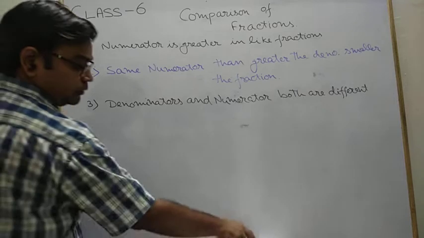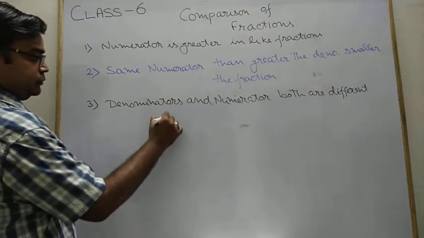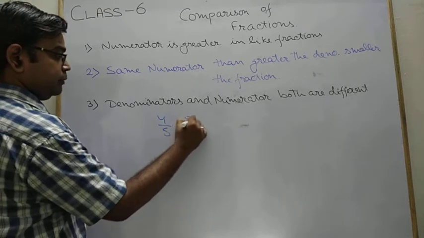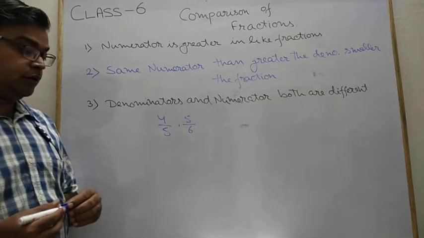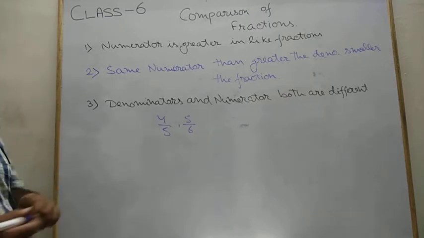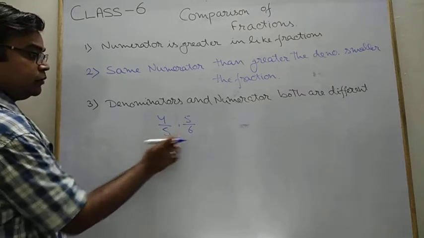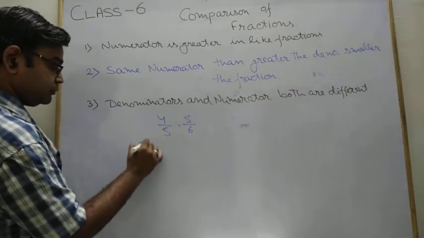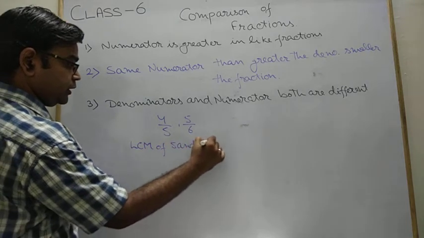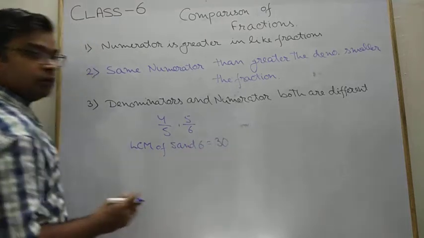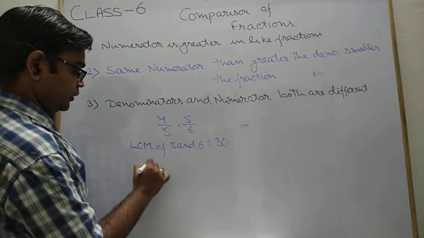Suppose it is given to you to compare the following fractions: 4 upon 5 and 5 upon 6. We observe that the numerator and denominator are both different. So first we convert them into like fractions. We first find the LCM. The LCM of 5 and 6 equals 30. We are going to convert into like fractions with denominator 30.